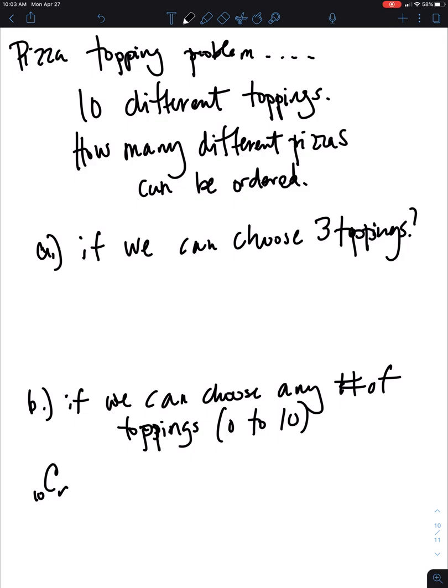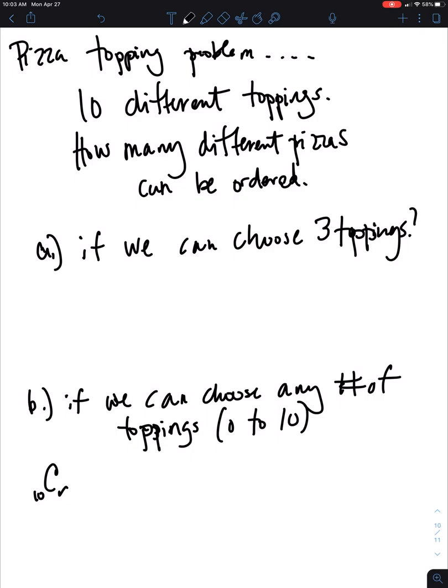I kind of summarized this because I got tired of writing, but there's a pizzeria. It offers 10 different toppings, and they list all the toppings. You got mushroom, you got bacon, you got green pepper, you got onion, and so on. It doesn't really matter what the toppings are, there's 10. How many different pizzas can be ordered if we choose 3 toppings?